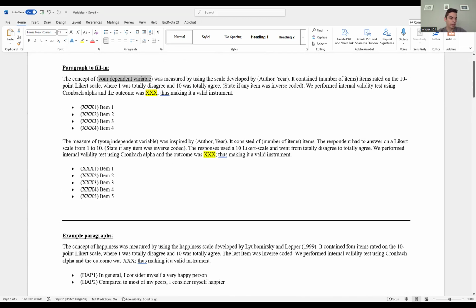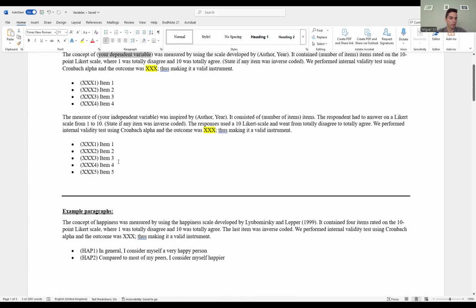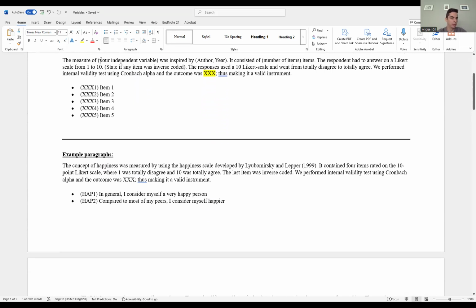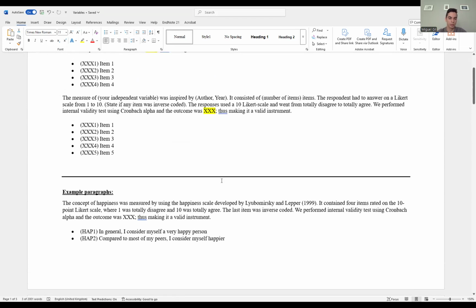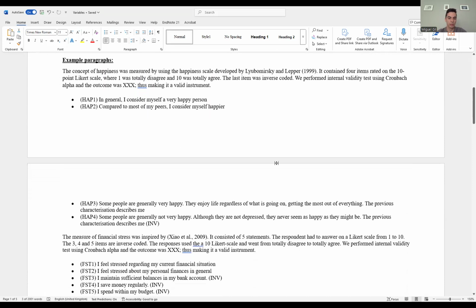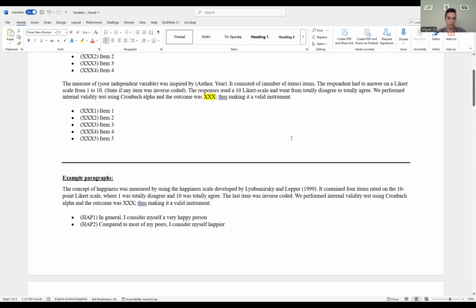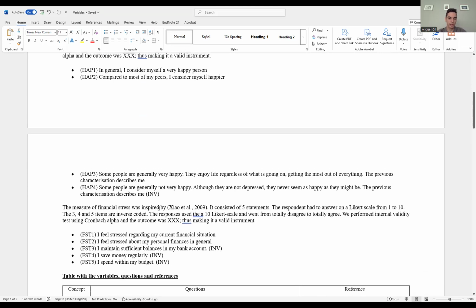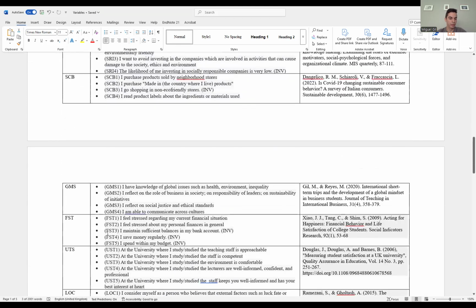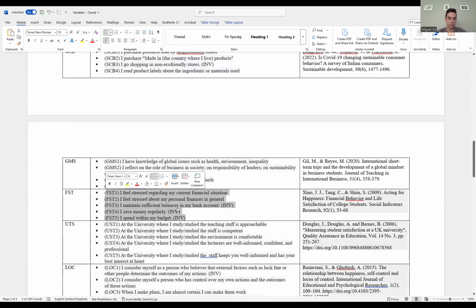And do the same for the independent variable. It's exactly the same thing you can see in the example paragraph. So the measure of your independent variable, in this case financial stress, was inspired by the author and year, Xiao 2009. It consisted of 5 statements, so 5. The respondent had to answer blah, blah, blah. The 3, 4, and 5 items were inverse coded. The responses used blah, blah, blah, that you don't change anything. We perform validity, you don't change that. And then just copy paste the questions. You can find them here, financial stress here. And then you just copy paste and put them there.